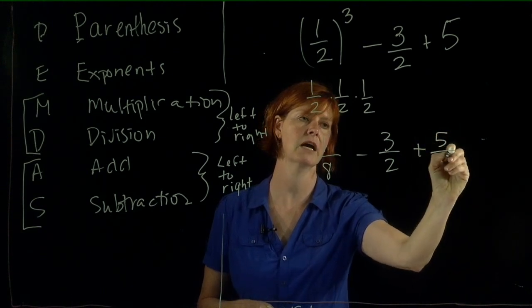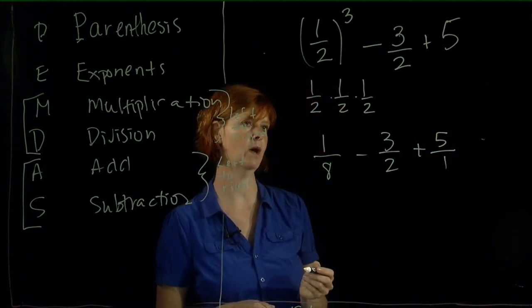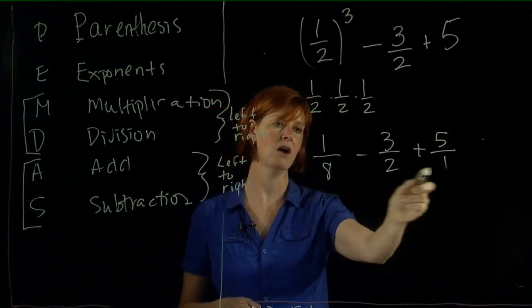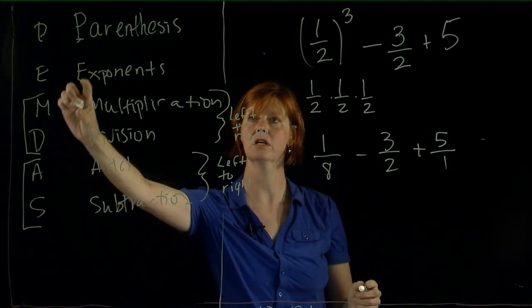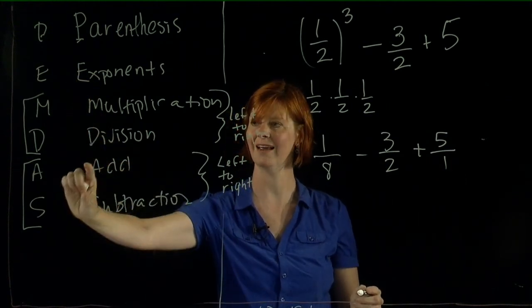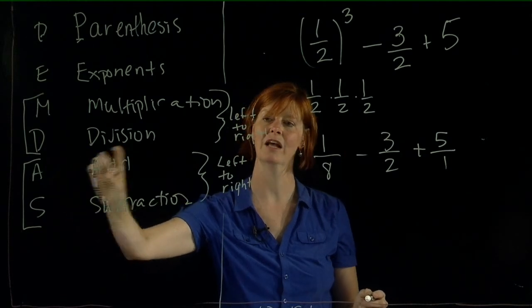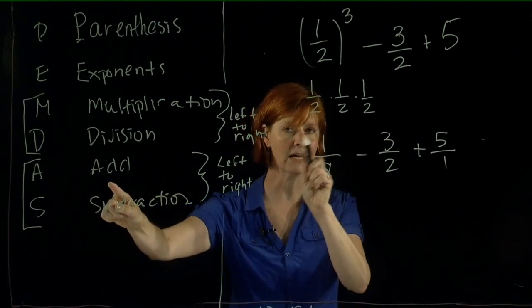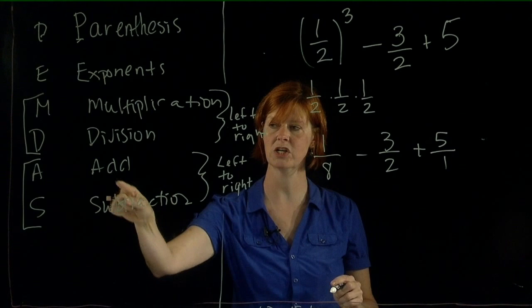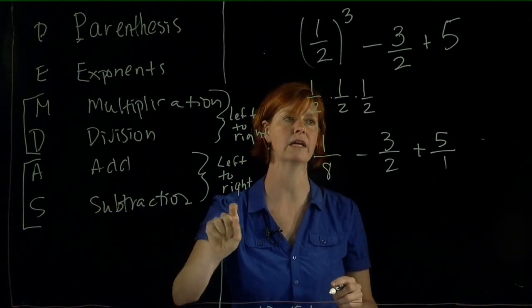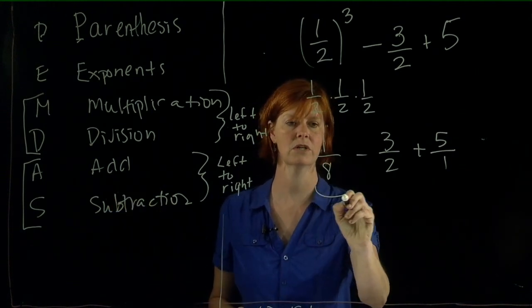I'm going to, at the same time, change that to a 5 over 1. Okay, because now I have multiplication, division. Oh wait, there is none. Okay, then we go to addition, subtraction, left to right. It does not matter that addition comes before subtraction in this list. These are left to right. Okay, so that means these ones are next.